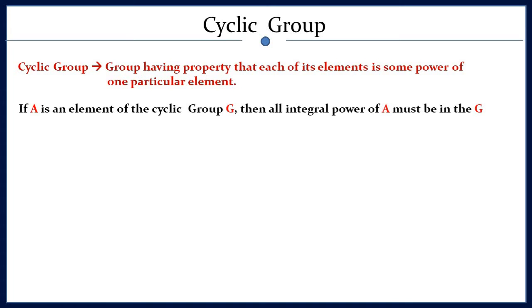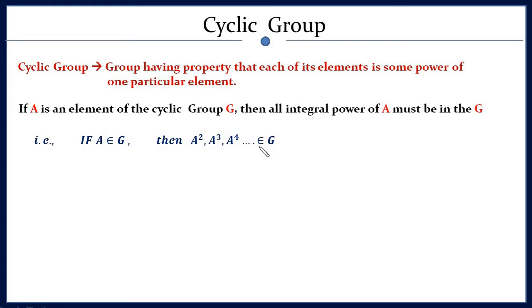Suppose you have an element A in a cyclic group G, then according to the definition of a cyclic group, all the integral powers of A must be in G. How can you write it mathematically? A is an element of G, then A square, A cube, A4 and so on, all should be members of this group G.